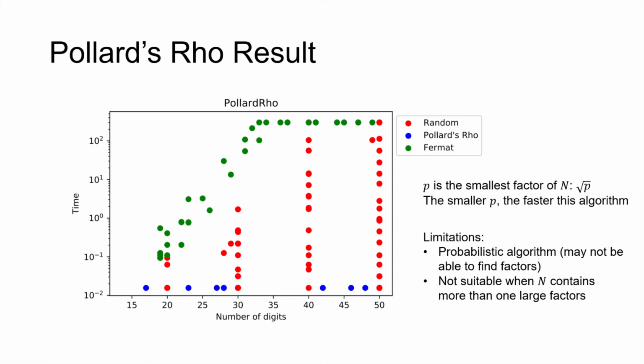Another limitation is that this algorithm is very fast for integers with small factors, but it is time-consuming when all factors are large. It is coherent with the result graph here. Pollard's rho algorithm can rapidly factorize Pollard's rho numbers and small-sized numbers. As the random and Fermat numbers get larger, the running time increases.